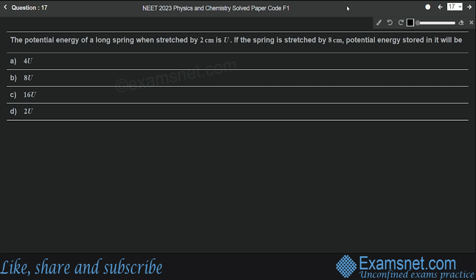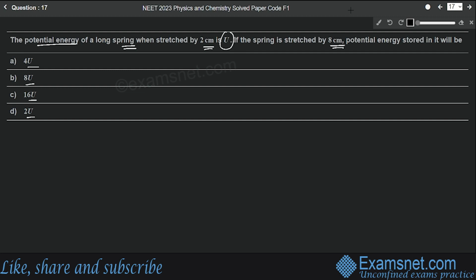Question number 17 is from the chapter Work, Energy and Power, and the question is: the potential energy of a long spring when stretched by 2 cm is U. If the spring is stretched by 8 cm, the potential energy stored in it will be. Options are 4U, 8U, 16U and 2U. Okay. So we have to find the potential energy in the second case in terms of the initial potential energy, right? So what is the formula for potential energy stored in the spring?